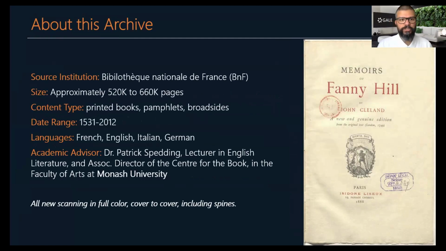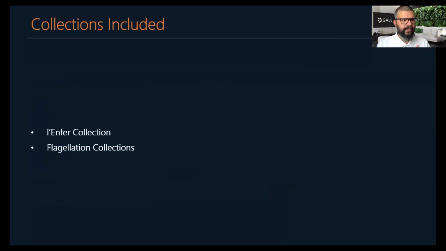There we go, another collection, as you can see over here, Fanny Hill. This one's from 1888. This one's about, I'd say, around 600,000 pages, predominantly in French, but there's a bit of English, Italian, and German in here as well. And there are two collections that are part of this archive, the L'Enfer collection and the Flagellation collection as well.